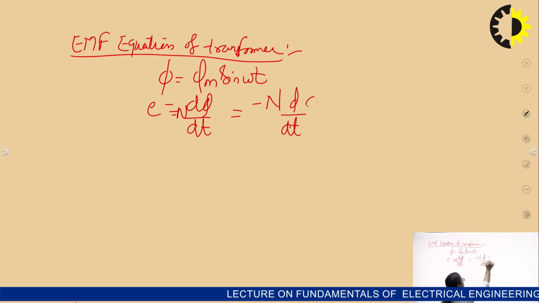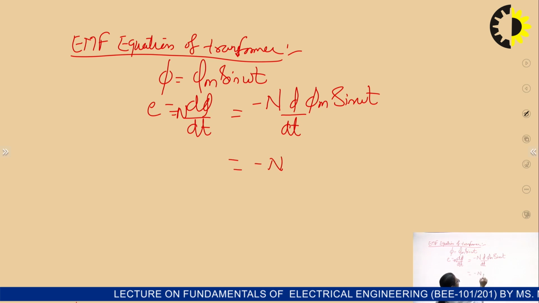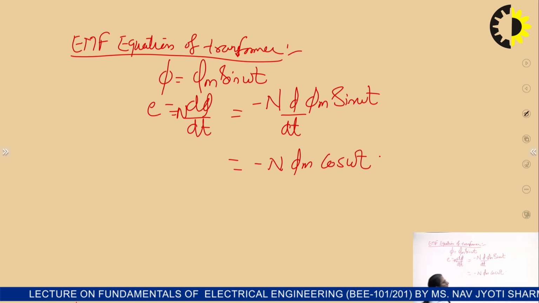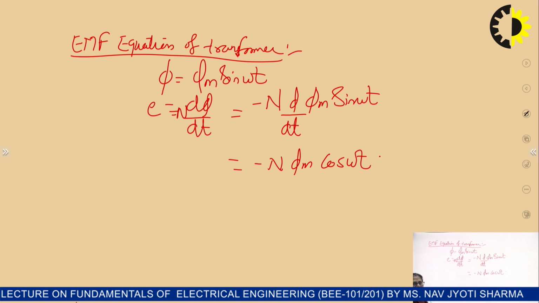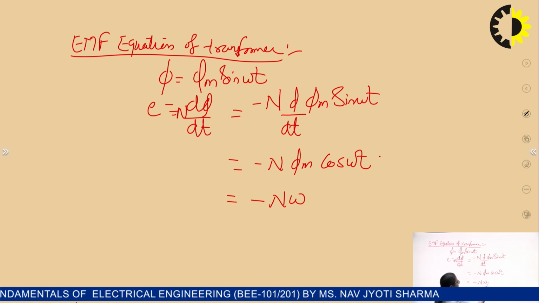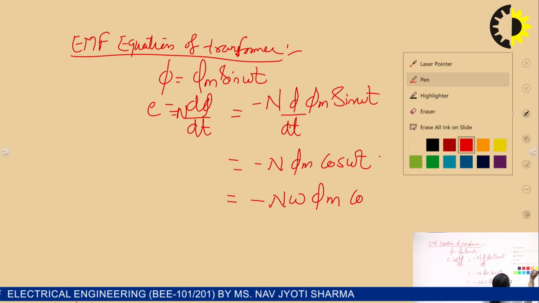So, it will be given by minus N d by dt of phi, which is the instantaneous value, phi m sine omega t. If that is so, it is given by minus N phi m omega cos omega t, the differentiation of it, right? Now, once again, cos omega t can be written as sine omega t.